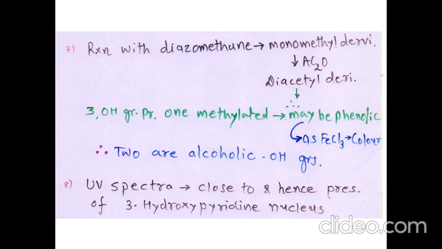How to detect that one? When you allow vitamin B6 to react with FeCl3, it gives a particular coloration, confirming that position 3 has a phenolic OH group, which is directly connected with the aromatic ring structure. Here it is the pyridine nucleus, and 2 OH groups are alcoholic OH groups. They are undergoing acetylation. What are these 2 groups? CH2OH, CH2OH. Point number 8, the UV spectrum of vitamin B6 is close to that of 3-hydroxypyridine, and hence it proves the presence of the 3-hydroxypyridine nucleus, friends.